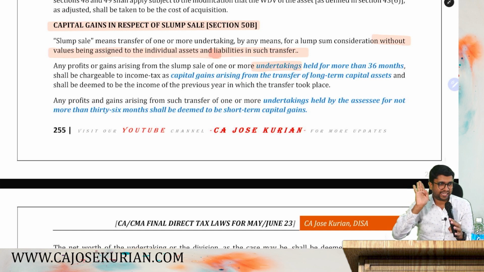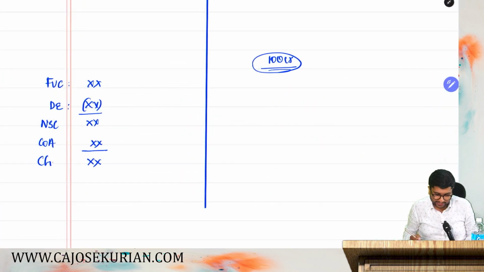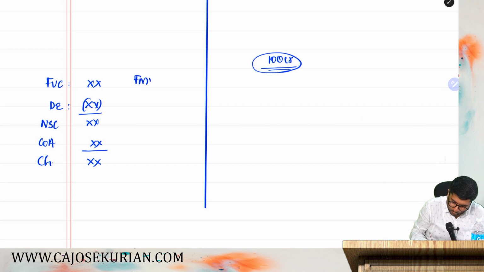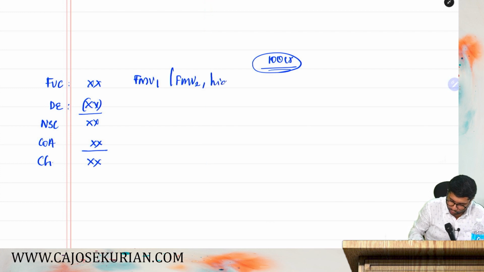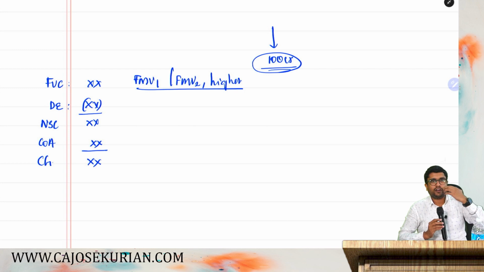But the department says it is not like that. When you compute full value consideration under 50B, there is a formula to compute it. What they are saying is that either FMV1 or FMV2, whichever is higher, has to be taken as the full value consideration. It is not alone the amount received. It has to be FMV1, that is fair market value 1, or fair market value 2, whichever is higher, that is computed as the full value consideration.